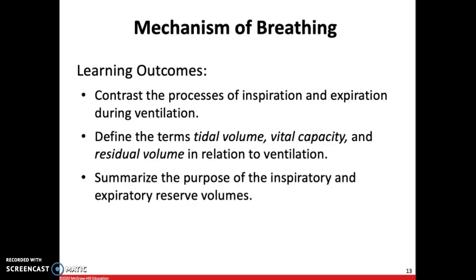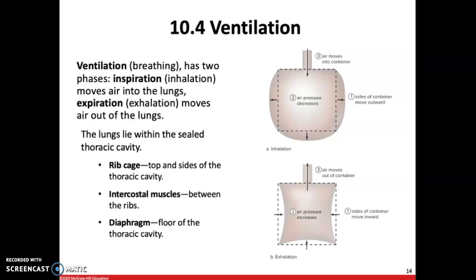All right, next up, we're going to talk about the actual mechanism of breathing. So, ventilation or breathing has two phases: inspiration, which is the inhalation, that's moving air into the lungs, and expiration or exhalation, it's moving the air out of the lungs. To understand ventilation, it's necessary to remember the following facts.